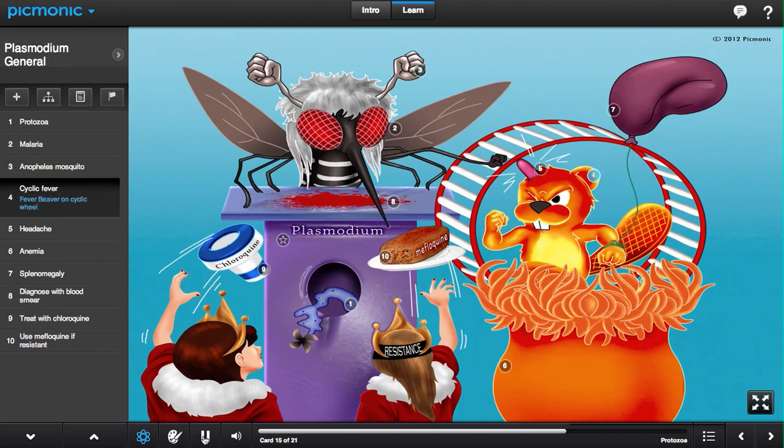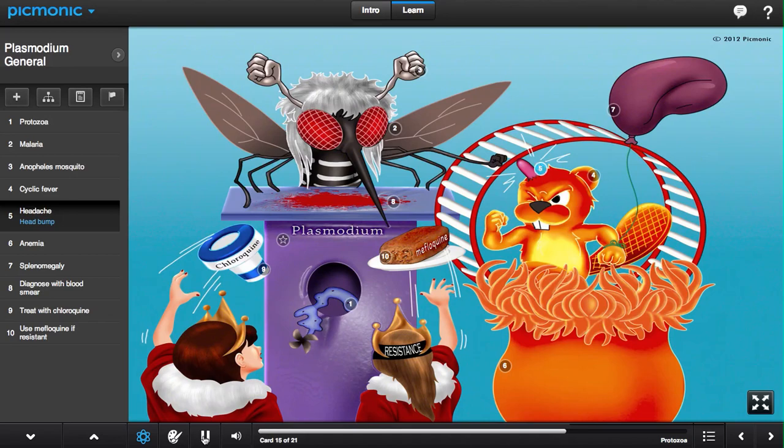A classic symptom associated with malaria is cyclical fever, illustrated by the fever beaver running on a hamster wheel cycle. Cyclical fever is caused by the multiplication of parasites within red blood cells and lysis of the cells, which causes simultaneous waves of the parasite escaping into the bloodstream.